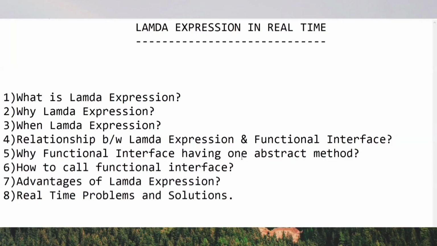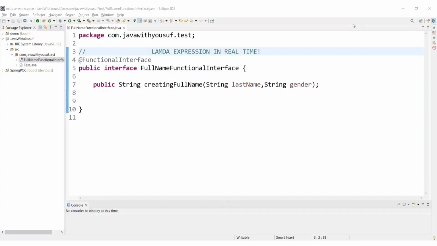So guys, keep yourself in full energy because we are going to become a master in Lambda expression. So let's start. Already I have created a functional interface in the last video, if you all remember. I have created the FullName functional interface, which consists of one abstract method, creatingFullName. It has two parameters: the first is last name and the second is gender. Both are of string data type, and it is returning a string and the modifier is public.